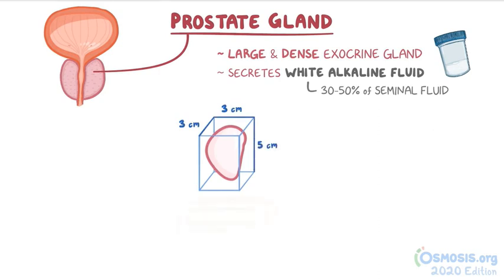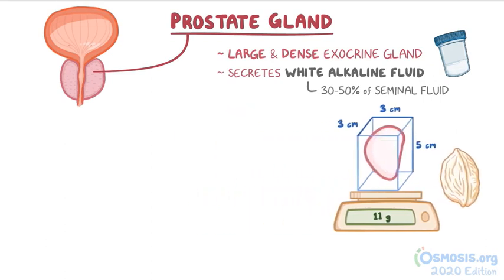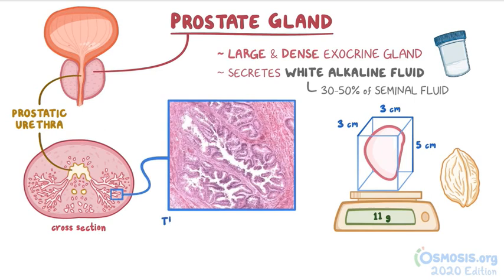The average weight of a normal prostate gland is about 11 grams. Due to its similar size and shape, it's sometimes compared to a walnut. The gland surrounds the most proximal portion of the urethra, or prostatic urethra, just below the bladder, and consists of 30 to 50 branched tubuloalveolar glands, such as the one seen in this low-power image of the prostate. The glands all drain into converging ducts that eventually empty into the prostatic urethra.